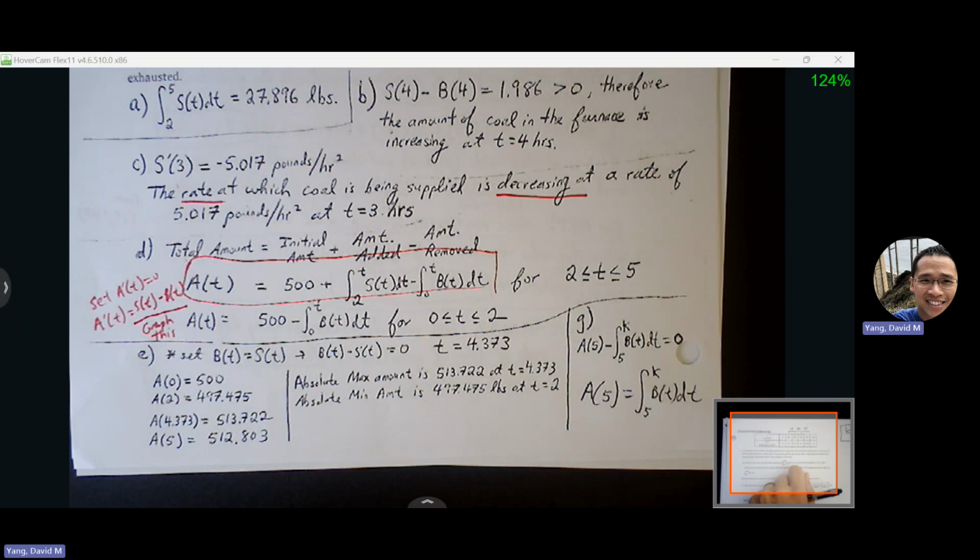So what is A of 5 and B of t? I think I'm still confused on what A of 5 means in this. So A of 5 is 512.88. That's the amount of coal in the furnace at 5 hours. And then B of t is the rate at which coal is being burned. However long it takes from 5 hours, it could be 20 hours or 15 hours, however long it takes to burn out all of the 512, that's when it's going to be complete. Okay, so it'll always start at 5, integrating B of t. Okay, thank you.